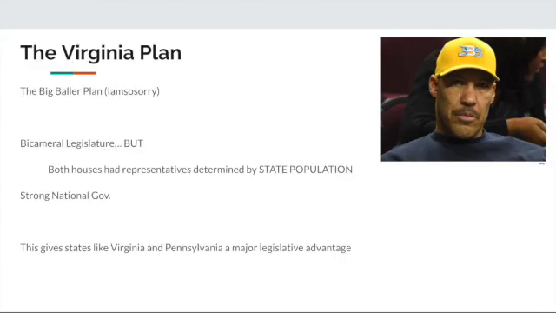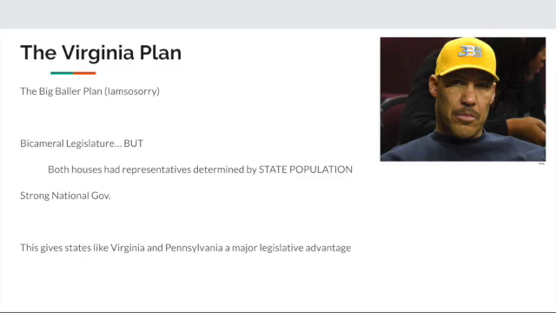All right, so our first big plan for the Constitution is offered up by Virginia. In Virginia, or as I like to call it, the big baller plan because it's large and obnoxious and not particularly well thought out, is this. They want a bicameral legislature. So they want two houses in the legislature. You can call it House A and House B. Both houses were going to have representatives in them, which obviously makes sense. However, this is where it differs from the United States. Both houses would have those representatives determined by state population. The larger states would get more representatives in both House A and House B.